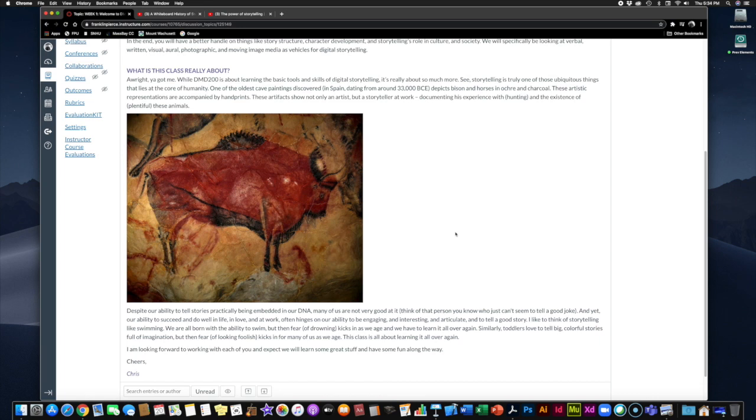So despite our ability to tell stories practically being embedded in our DNA, many of us are actually not really good at it, right? We all know that one person who can't seem to tell a good joke. We all have a family member or a friend who always tries to tell a joke, and they just can't quite get the structure of the joke correct or the timing right, and so it's just not funny. Our ability to succeed and do well in life, in love and at work, often hinges on our ability to be an engaging person, an interesting person, an articulate person, and to tell a good story. But not everybody's really good at it.